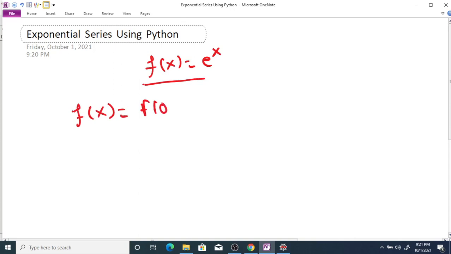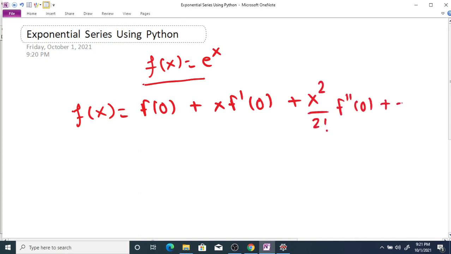Exponential series using Python programming. Suppose f of x is equal to e raised to x is the given function, then we obtain the series expansion of e raised to x using a Maclaurin series. F of x is equal to f of 0 plus x f dash 0 plus x square by 2 factorial f double dash 0, second derivative at 0, and so on.